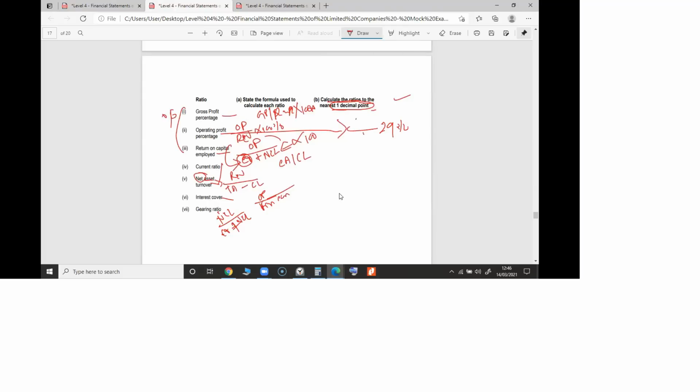I'm checking another one: interest cover. I'll not do everything for you. I'll reveal the answer in a minute. Interest cover is going to be in terms of times. How many times can you cover the interest? The more, the better. You see, I've written the formula for you already: operating profit divided by finance cost or interest.